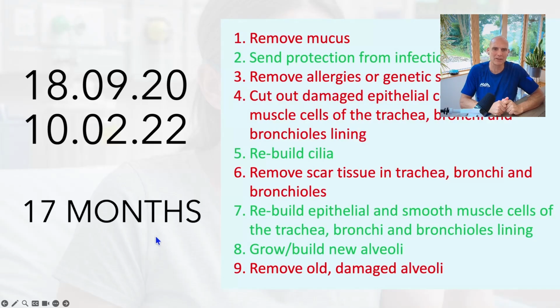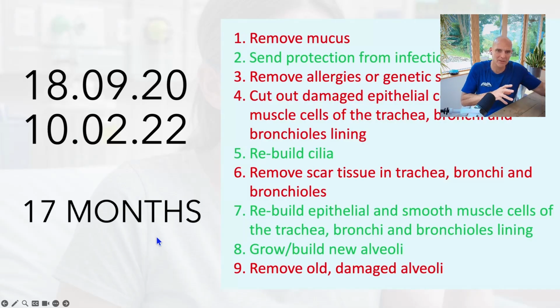And then rebuild cilia. Number 5, rebuild cilia. This is where we saw the healing energy going up into the nose, the mouth, and also over to the ears as well, the eustachian tubes. So we think that was rebuilding the cilia, the little hairs that are so important, along with mucus, for trapping allergens and irritants. And then number 6, remove scar tissue in the trachea, bronchi, and bronchioles.